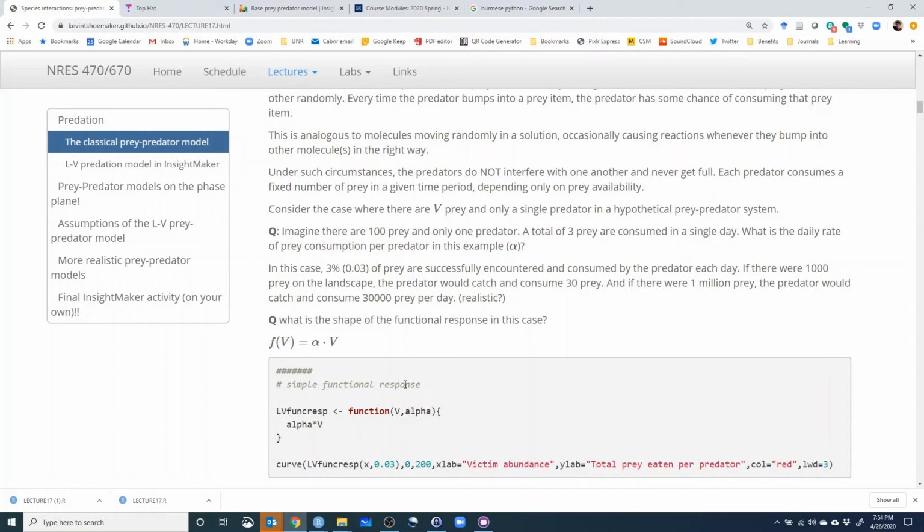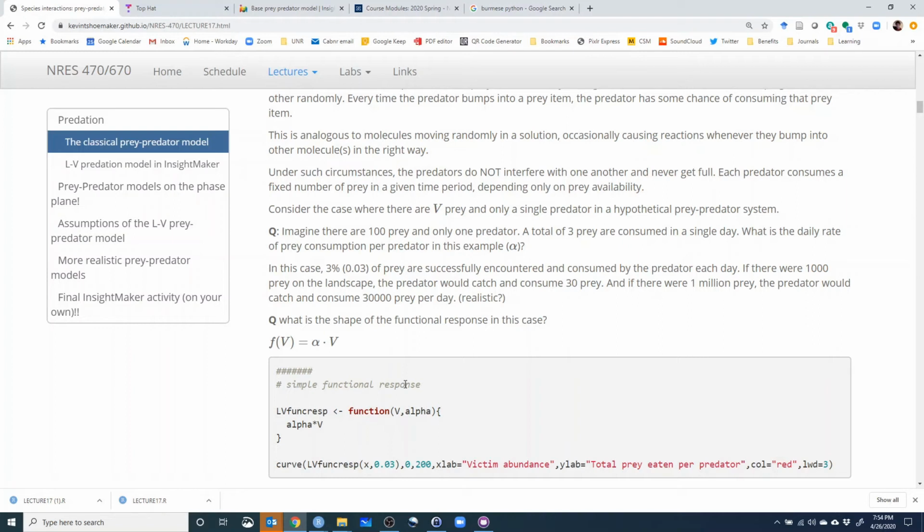We're making some pretty big assumptions here. We're assuming that the predators are not interfering with one another, that predators are maintaining territories or whatever. And we also assume that the predators never get full. They can eat as many prey as they bump into. It doesn't really matter. They can't get satiated.